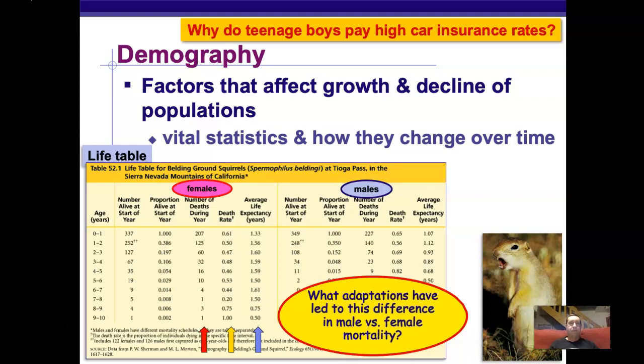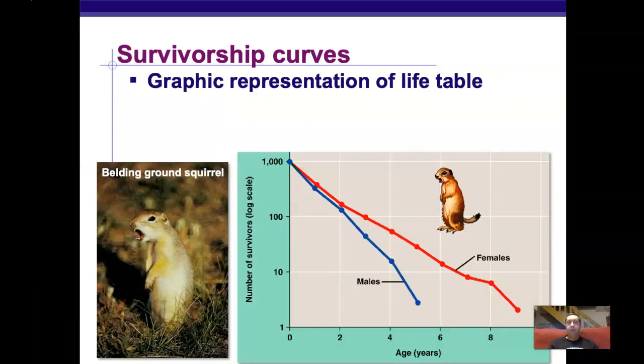So why do teenage boys pay high car insurance rates? That could be something that could be studied in demography. One of the ways we can show things like this, growth patterns, is by looking at survivorship curves. It's a graphic representation of a life table.